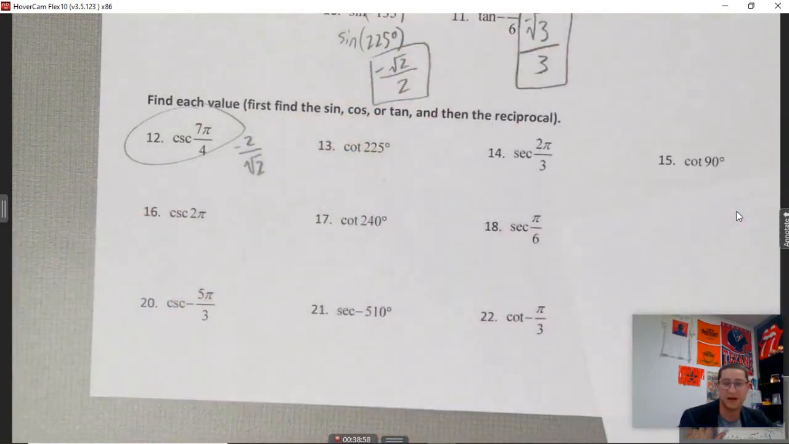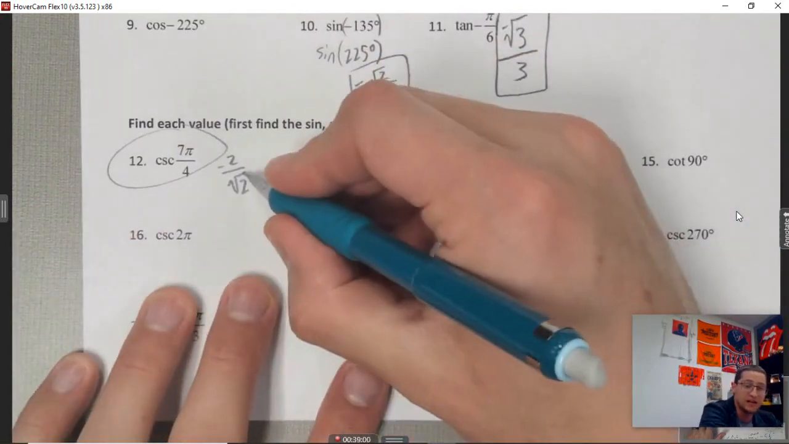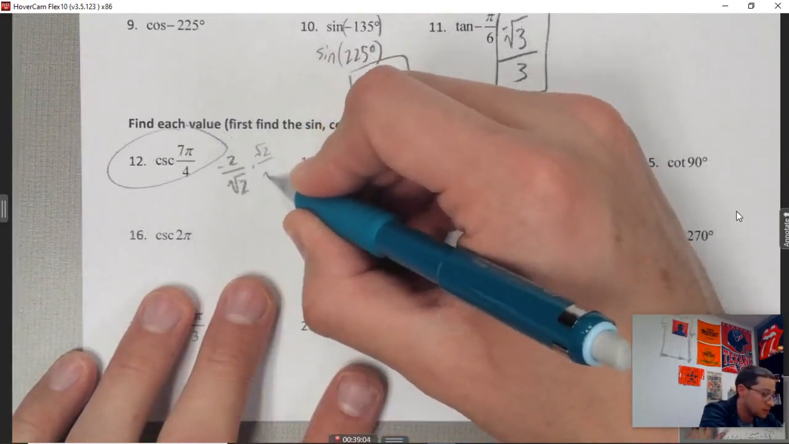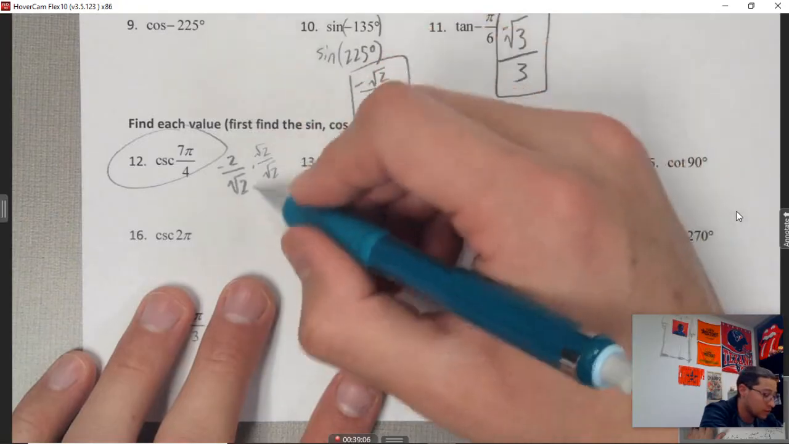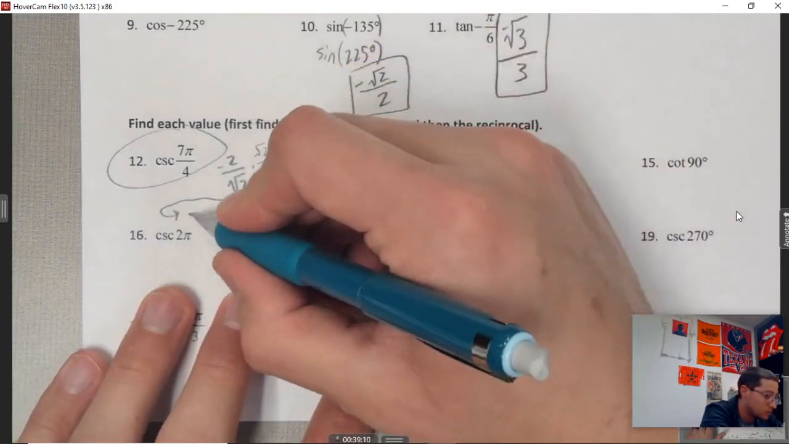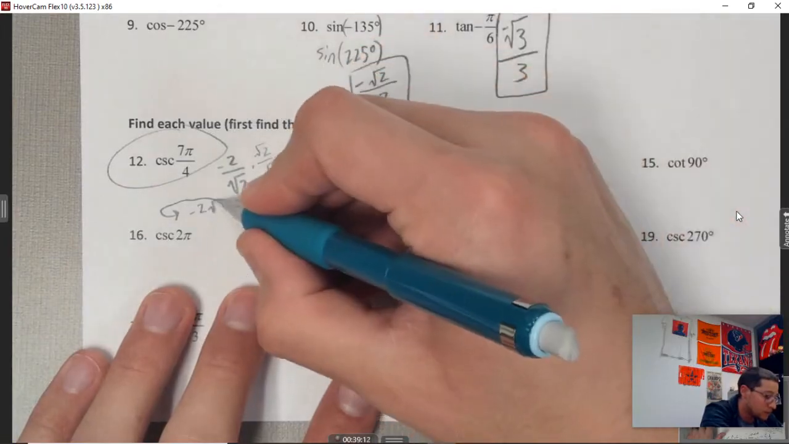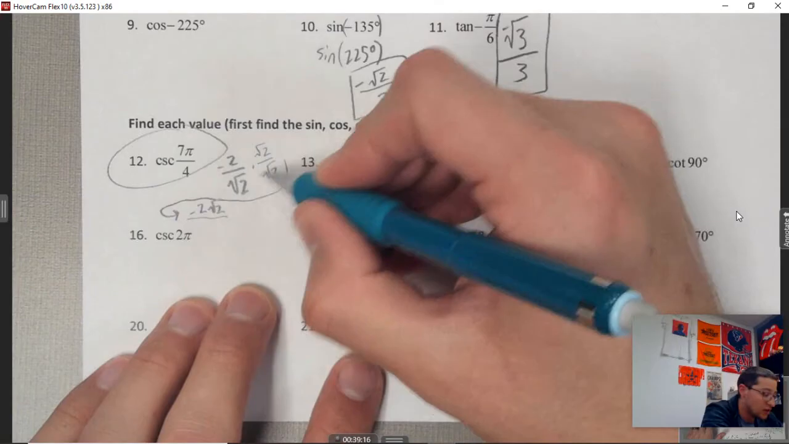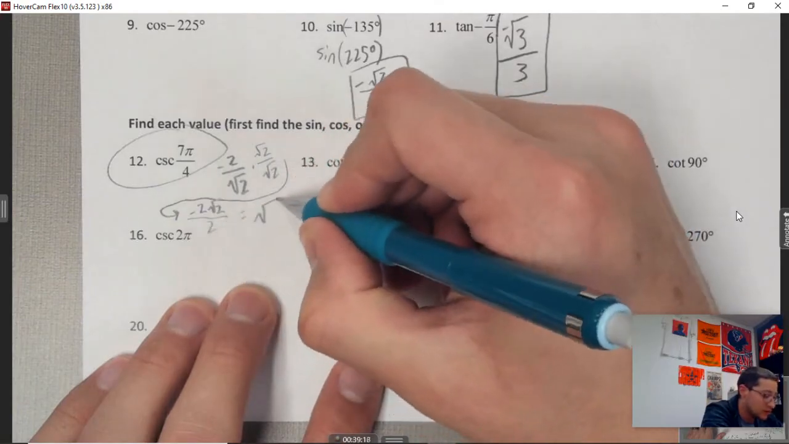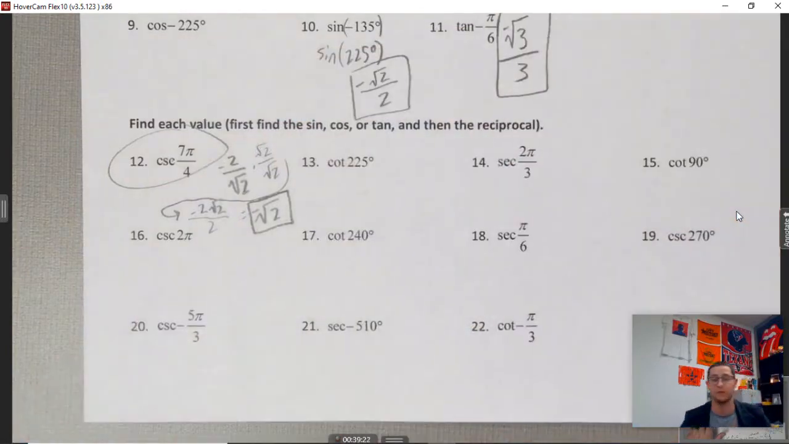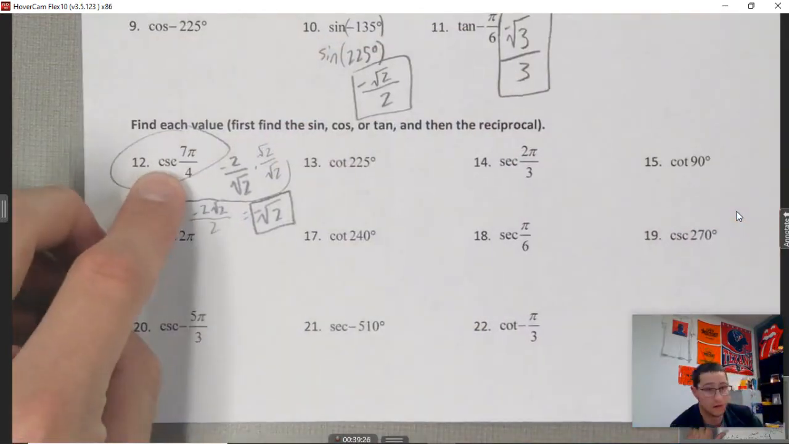But what do I have? I have a radical on the bottom, so I've got to get rid of that radical. So that's what I'm going to do here. Multiply by square root of 2 over the square root of 2. And it's all going to equal negative 2 times the square root of 2, but then over 2, so it ends up just being negative square root of 2 for this one, okay?